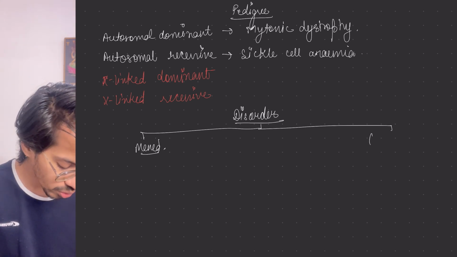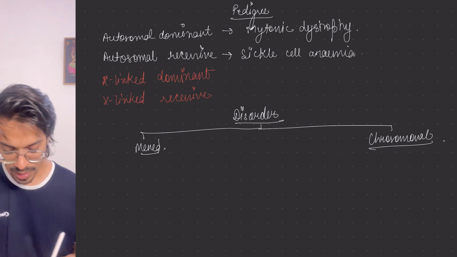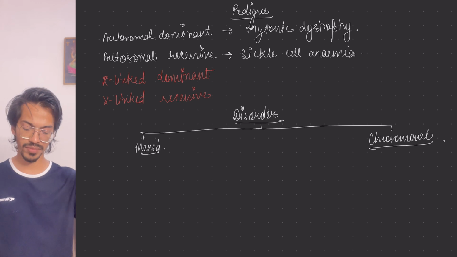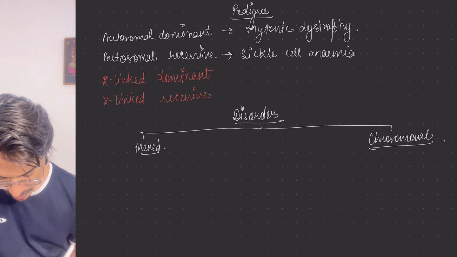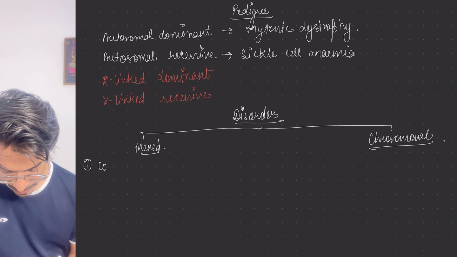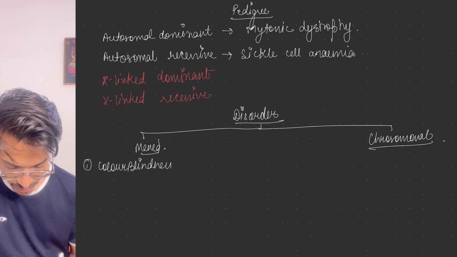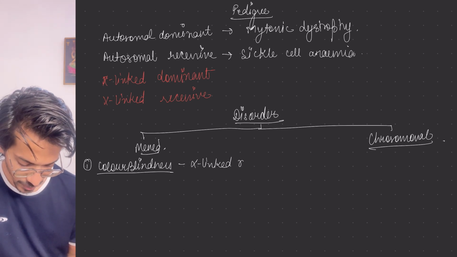Another is the chromosomal disorders. Now your Mendelian disorders, like two we have already named, myotonic dystrophy and sickle cell anemia. Here we are going to see a few more of them. The first one is your color blindness. Color blindness is an X-linked recessive disorder.